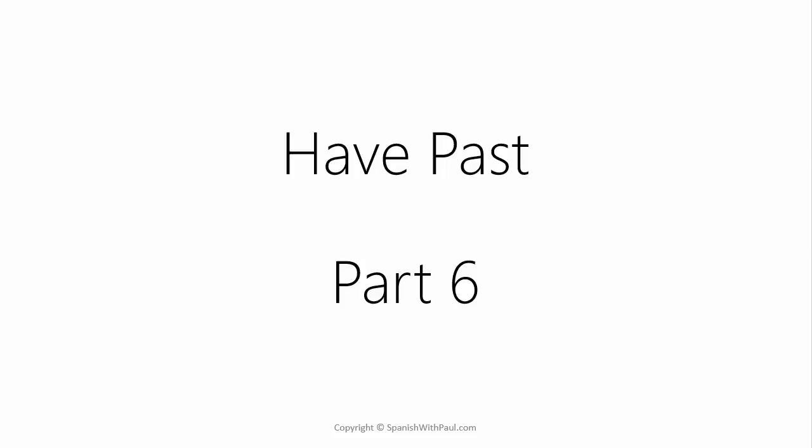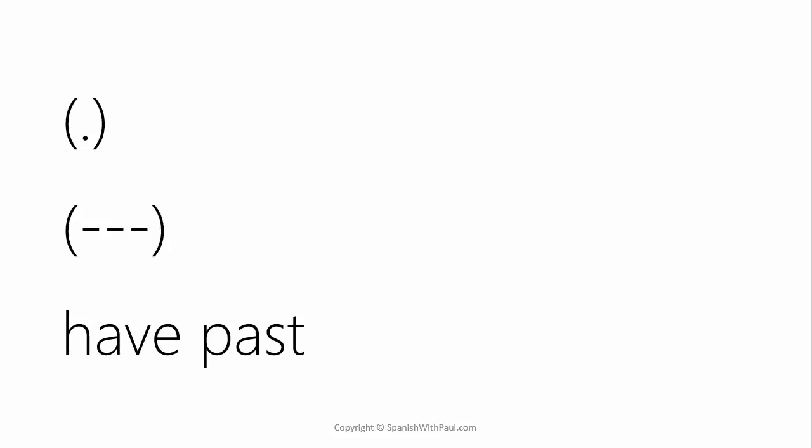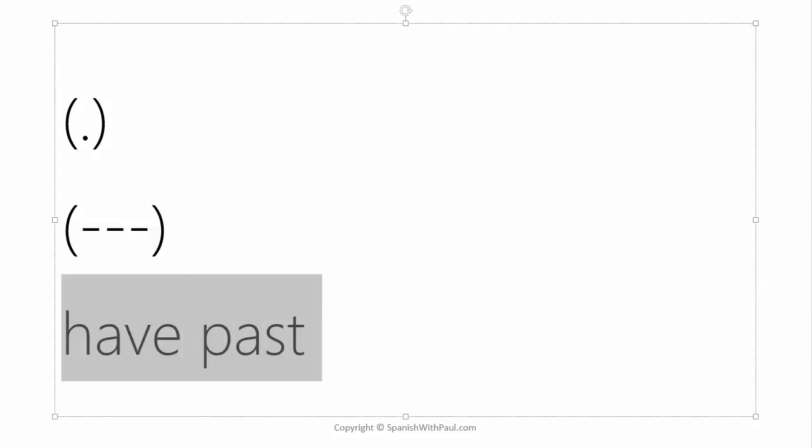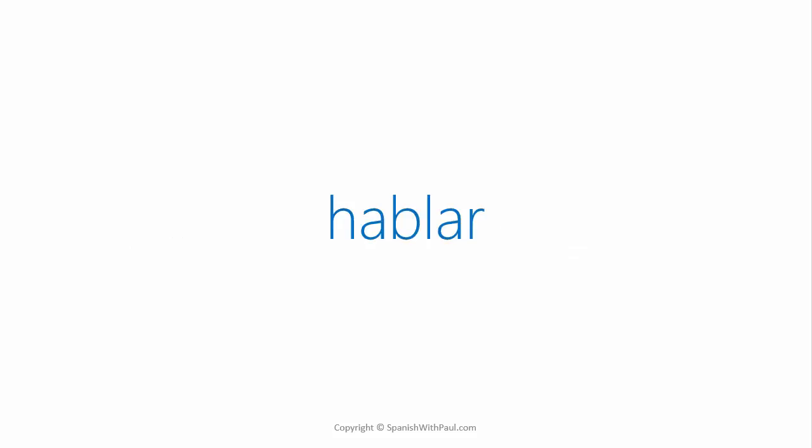Welcome to part 6. I'm sure by now you've realized that with this edition of the have past, we now have 3 ways to talk about or express the past in Spanish. We have a dot past, a line past, and now we've added this have past. So what I'd like to do is just quickly run through it live and take a bird's eye view of what we have so far when it comes to expressing the past tense, and we're just going to use this example verb of hablar.